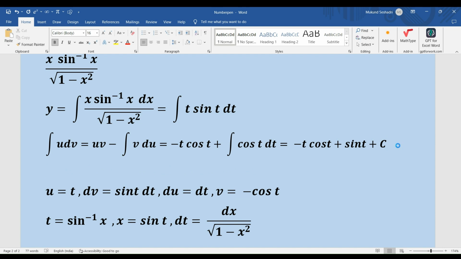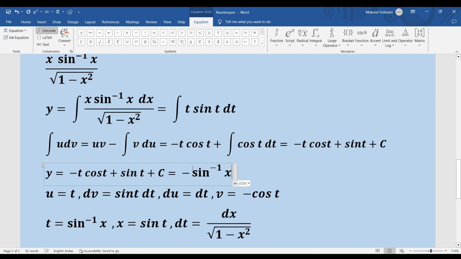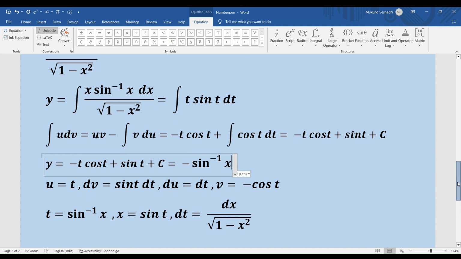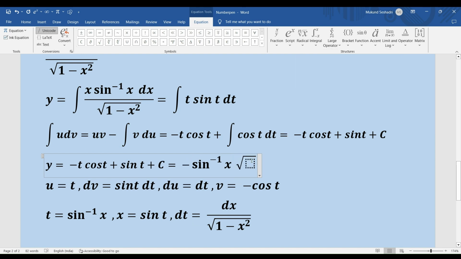Now I'm going to go to the next line. We are not yet done. And why is that? Because I cannot leave my answer in terms of t. I will have to put back everything in the form of x, right? Now let's do that. Now what is my t? My t is nothing but sine inverse of x, right? So minus t becomes minus sine inverse of x. And then I have a cos t. So when my x equals sine t, what is my cos t? My cos t is root of 1 minus x square, right?